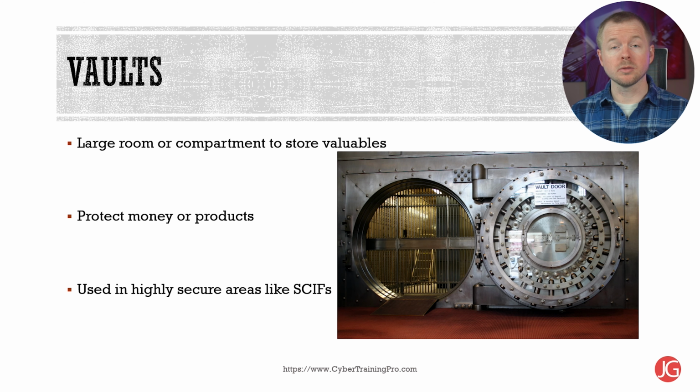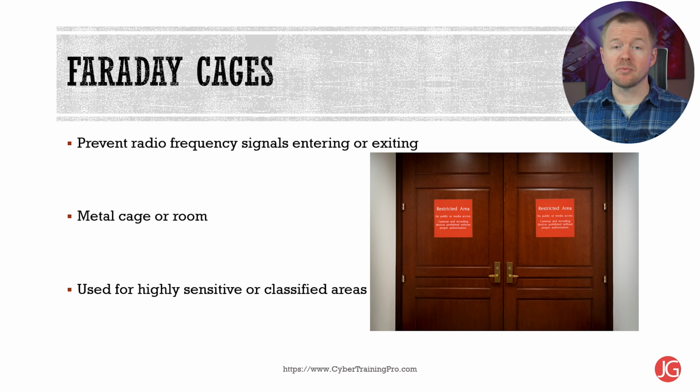Vaults are a room or a large compartment used to store valuables. These can be like vaults at a bank where you protect money, but they can also be used to surround areas like SCIFs or sensitive compartmented information facilities that process highly classified information. Faraday cages are rooms that prevent radio frequency signals from entering or emanating outside of the room. It's basically like a metal cage, and again, some highly sensitive or classified areas have been known to use this kind of construction for their rooms.